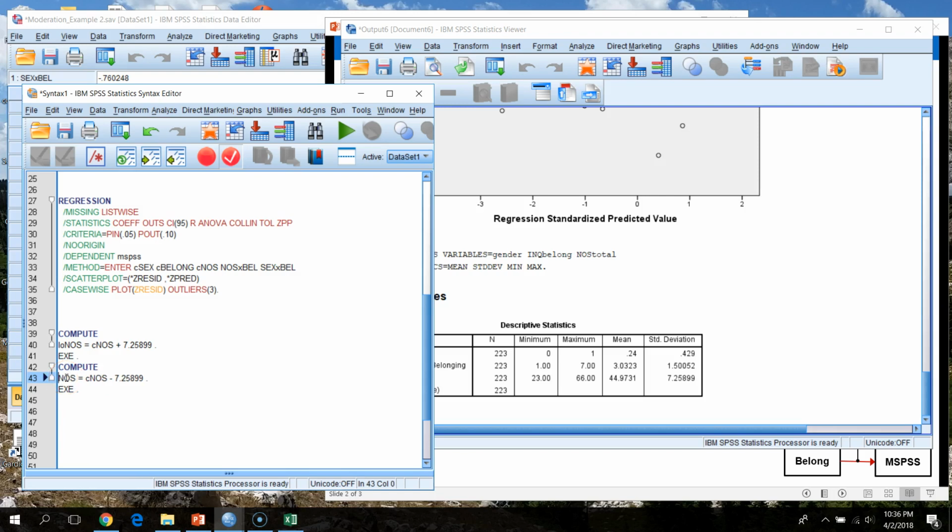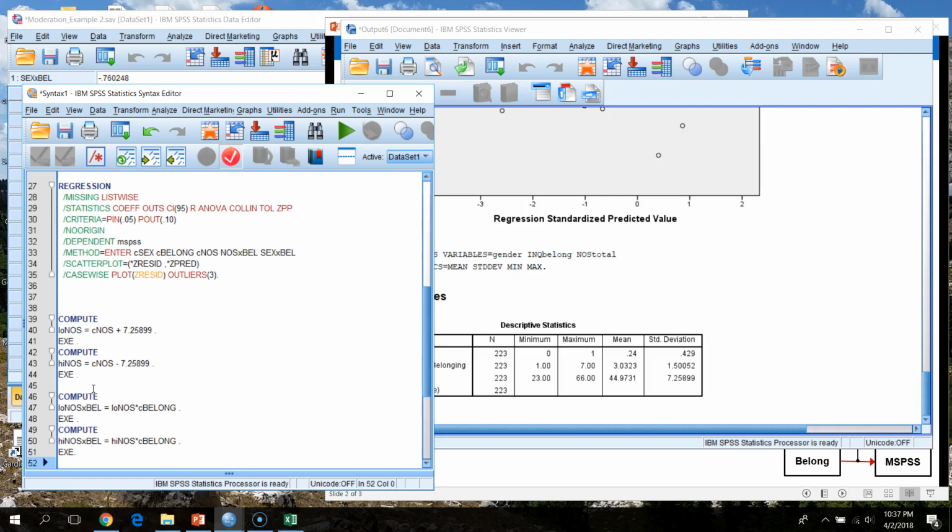So we've recentered our moderator at a standard deviation below and a standard deviation above. In order to do that, for low values we add a standard deviation, for high values we subtract a standard deviation. Okay, so just remember that you're doing this correctly. And then we're going to create a new interaction term. So we're going to say compute low NOS by belonging equals low NOS times C belong. And I'm going to compute high NOS times belong equals high NOS times C belong.